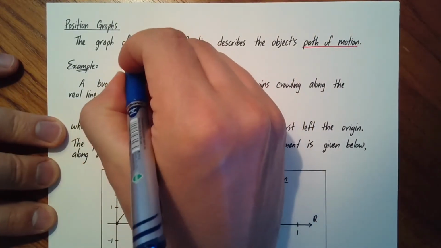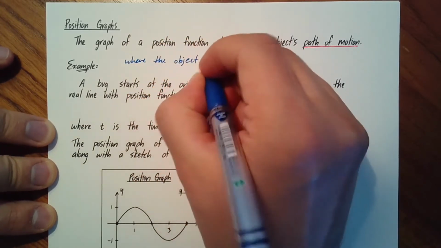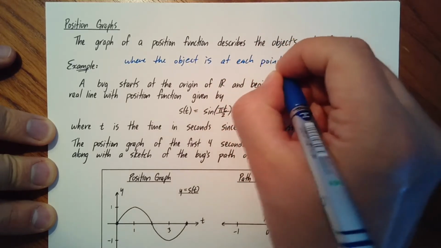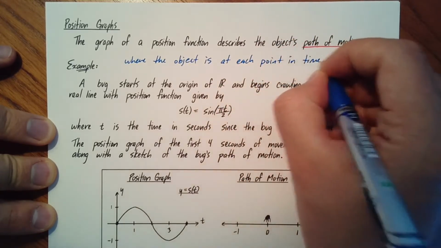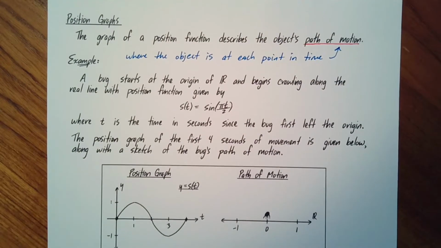So where the object is at each point in time. So that's what we mean by path of motion. Okay, so let's jump into this example.